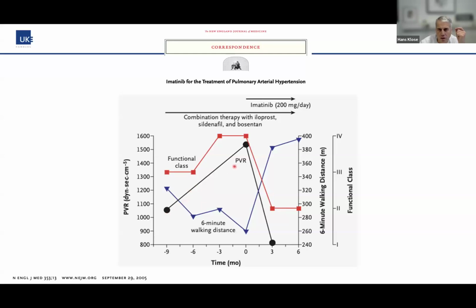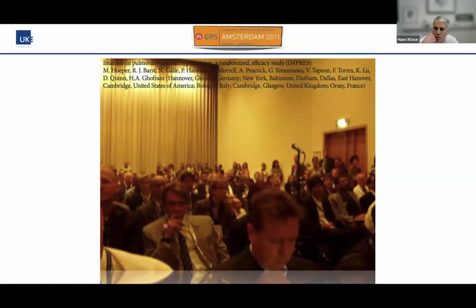PVR was, as you can see here, 1,500. 6-minute walking distance in blue, getting down to 260. And then on the waiting list for transplantation, they start imatinib. And look what happened. 6-minute walking distance, 400, functional class 2, and PVR about 800. So next step was the announcement of the results of the phase 3 clinical trial imatinib in PAH patients.